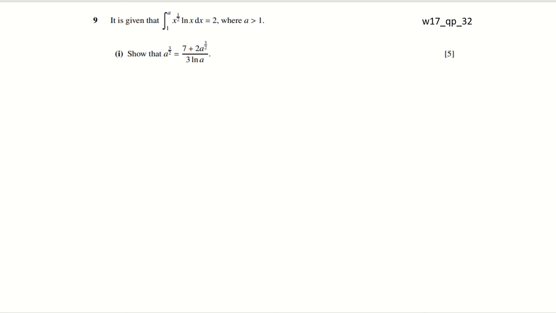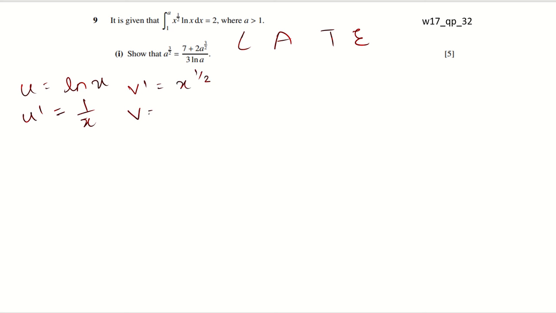Okay, so this is the last question that I'm going to do for now. And over here also, of course, we're doing integration by parts. So of course, this is also integration by parts. LATE: the logarithmic function is there, which is ln x. So u equals ln x. u prime is going to be 1/x. v prime is going to be x^(1/2). So v is going to be x^(3/2).